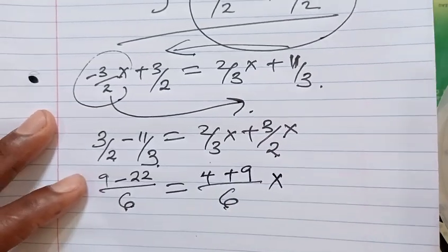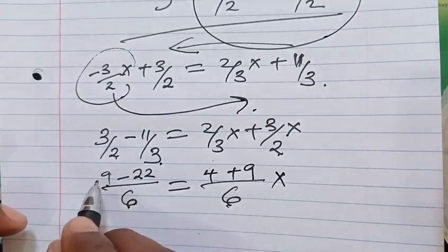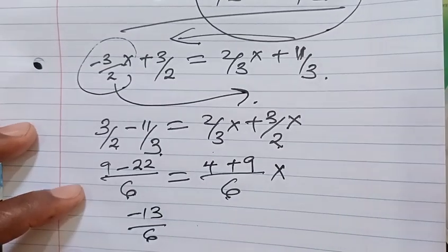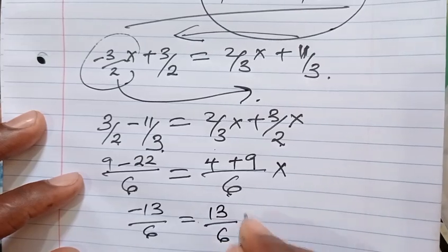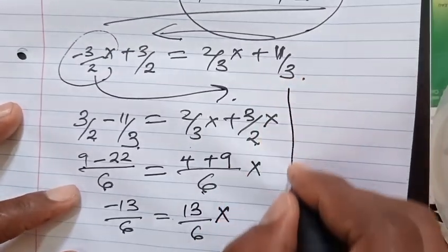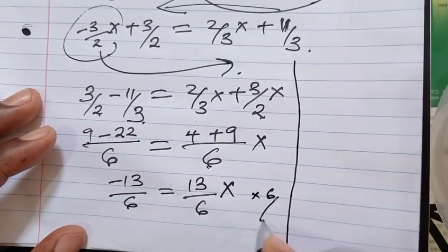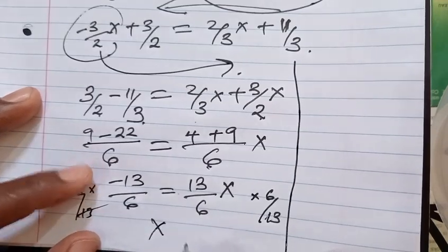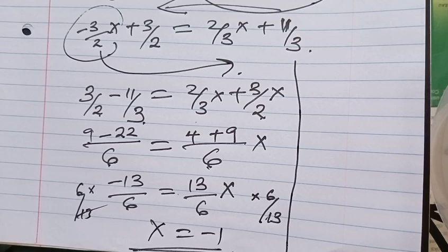We're looking for the value of x first of all. So this is 9 minus 22 is negative 13 over 6. And then 4 plus 9 is positive 13 over 6, of course, x. So from this, we shall get the value of x. You multiply by 6 over 13, multiply by 6 over 13, and the value of x is negative 1. What does it mean? Value of x is negative 1.